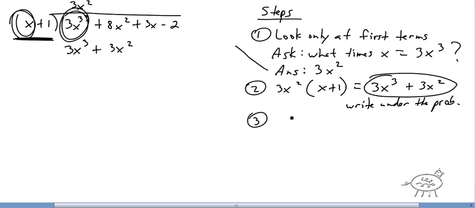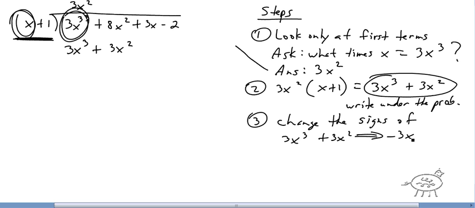And the third step is you're going to change the signs of 3x cubed plus 3x squared. Changing the signs is going to give you negative 3x cubed minus 3x squared. And that's what you're going to do. You're going to change the signs. I'm going to even do this in red. That's negative and that's negative. I didn't say make them negative. I said change the sign, because sometimes if it's negative, you're going to make it positive. All right? So that's the third step. The fourth step is you're going to add and subtract going down.